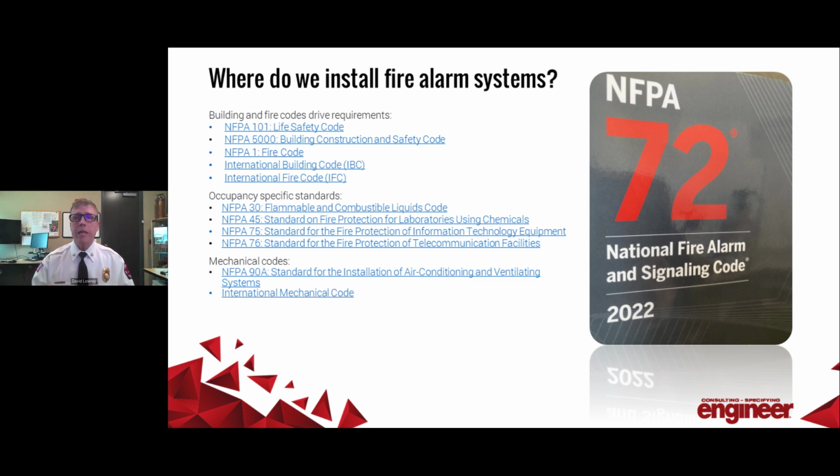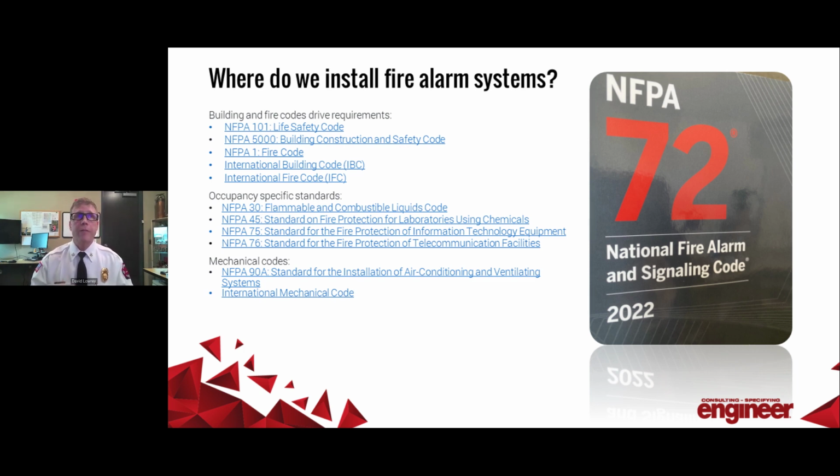Now the where. The big distinction here is, where do we install a fire alarm system? The easy answer is, well, where the code tells us to. That's the go-to: whatever the code tells us, that's where we're going to install it. The codes at the top of the slide are the actual codes that tell us where to do it: the Life Safety Code, NFPA 101, NFPA 5000, the building code, which can be the International Building Code, the International Fire Code, or NFPA 1, that fire code.